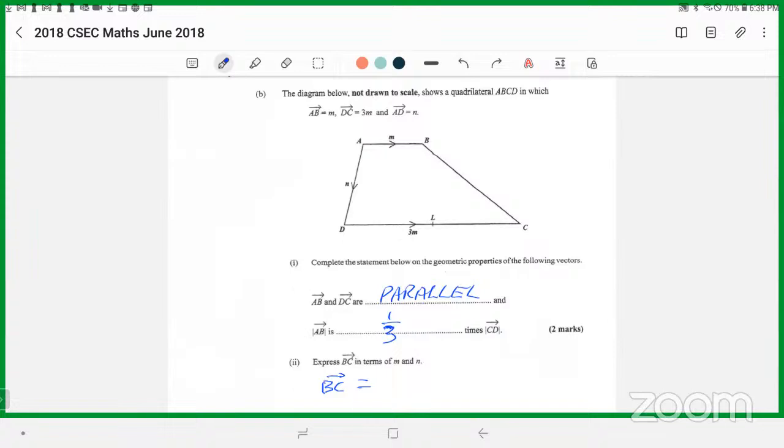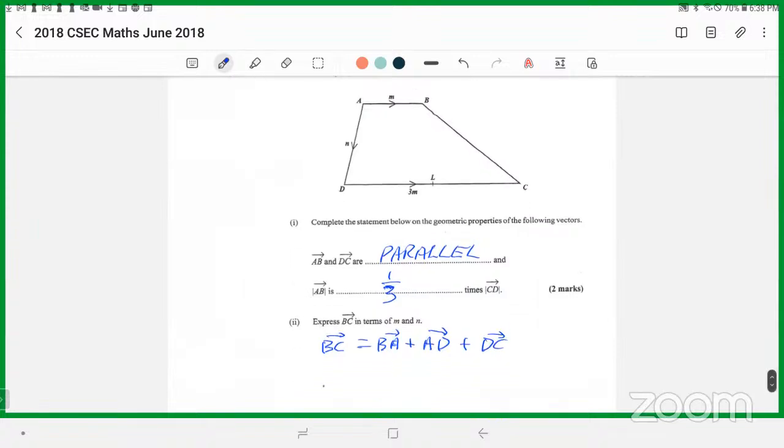So from B to A first, then A to D, and then D to C, as easy as that. And the BA is what? B to A, what is it? It can't be m. M is this way. You're going in the opposite direction to the m. So it has to be minus m. Yes, sir, minus m.